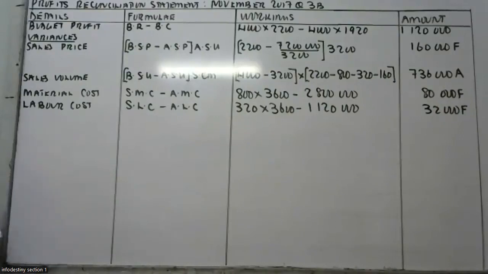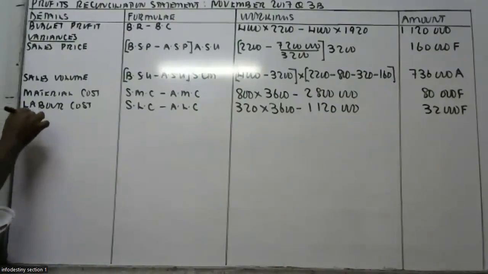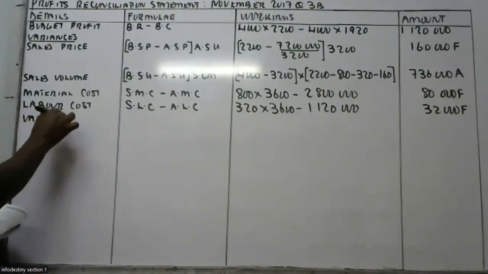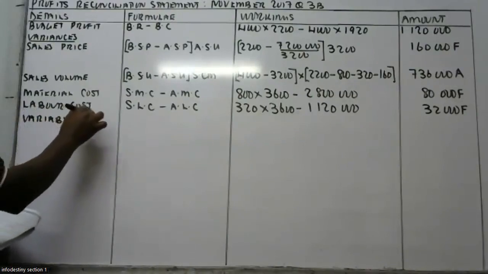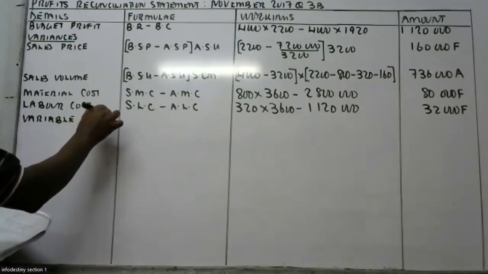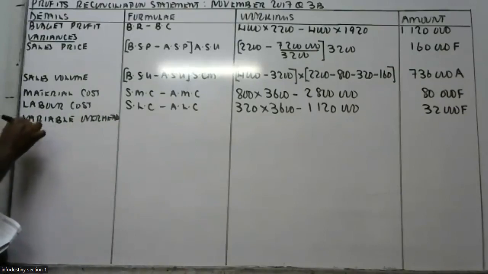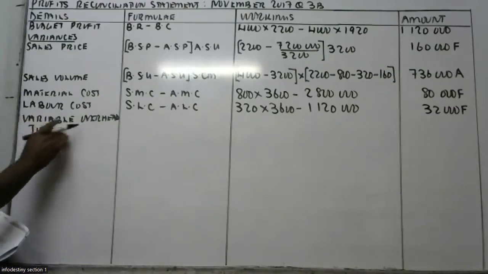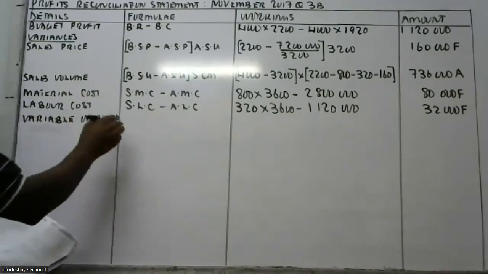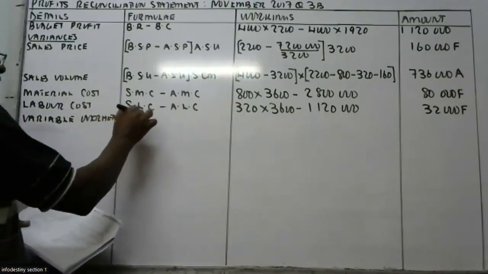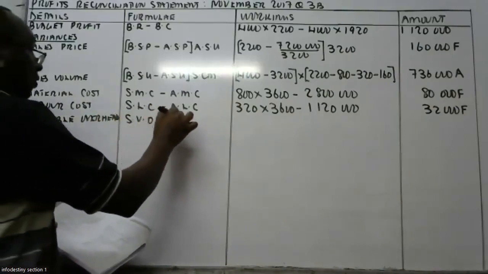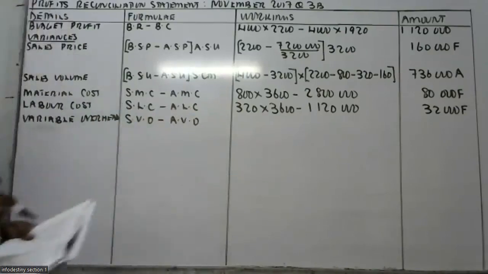The next one is variable overheads. Now the variable overheads, we compute the total. Or you can just bring it here. It is the standard variable overheads minus actual variable overheads.